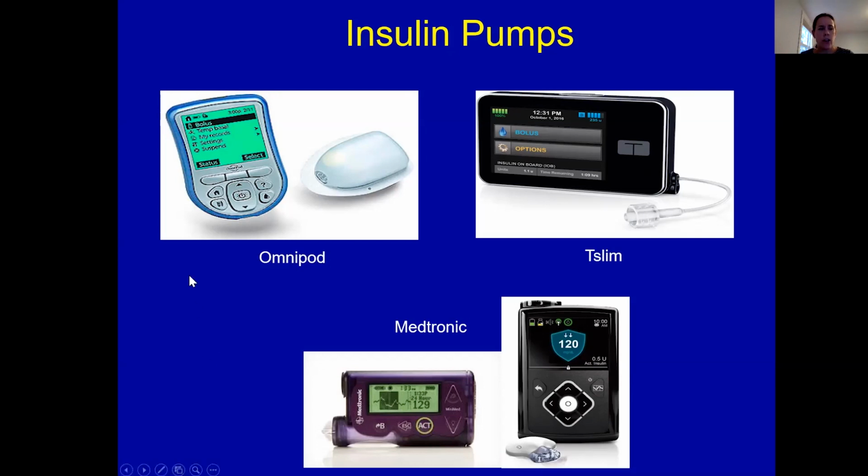And these pictures are currently available pumps that we use. The Omnipod is very popular amongst my CFRD patients because this is the only tubeless version where the patient wears this pod, but there's no tubing that connects it to the controller device. This is the T-Slim and Medtronic versions that we'll talk a little bit about more in a minute.